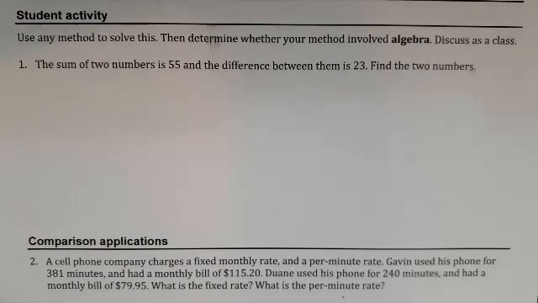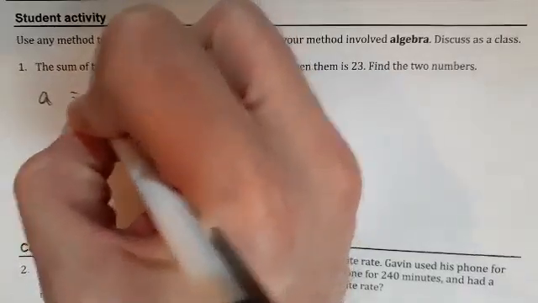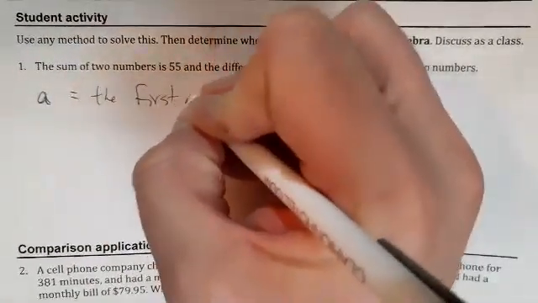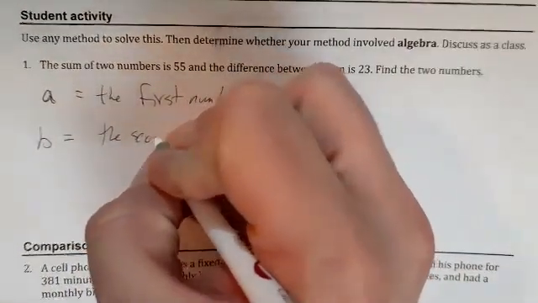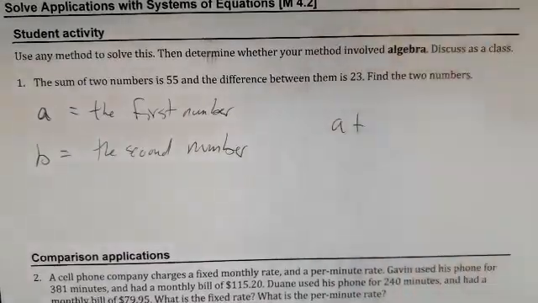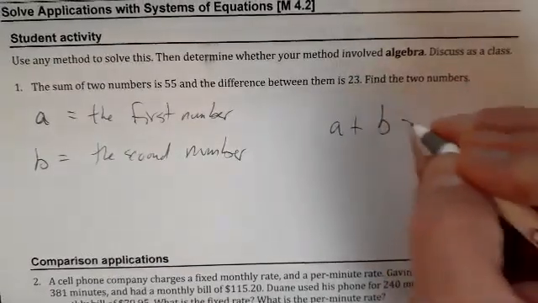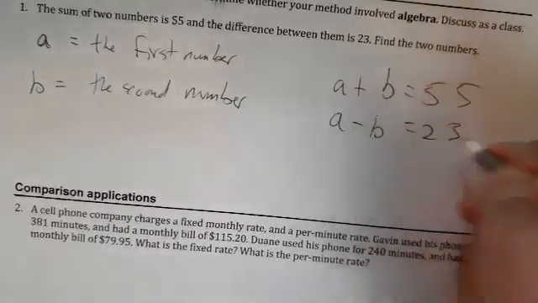So let's do that. If we want to talk about the sum of two numbers being 55, well, we need two numbers. The sum of two numbers: the sum is adding. So if we add two numbers, that would be 55. And if we subtract two numbers, the difference is 23.